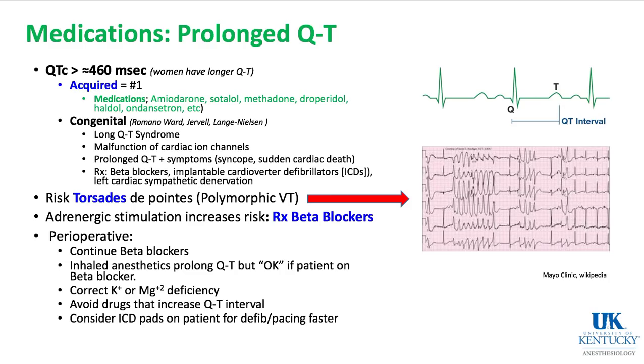Medications that prolong QT interval, QT corrected greater than about 460 milliseconds, some places say 440 or 450. We say that that's a prolonged QT interval. Women tend to have a little bit longer QT interval, and at the top right is a graphic showing where the QT interval is measured from.